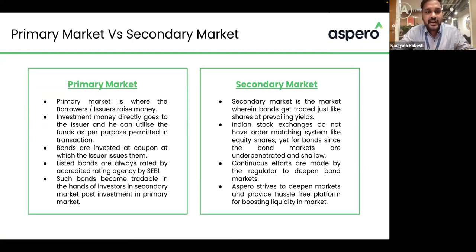So once the investment is made in the primary market, those bonds can be traded in the secondary market. And the secondary market is the market wherein bonds get traded just like shares, at prevailing yields.